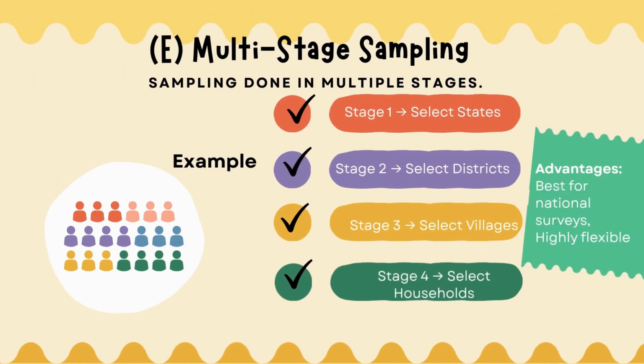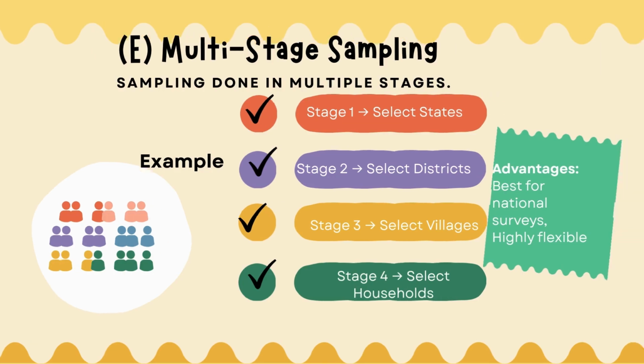Multi-stage sampling is characterized by the selection process being carried out in multiple sequential stages. An example involves stage 1 selecting state, stage 2 selecting district, stage 3 selecting villages, and stage 4 selecting households. Advantages are this method is highly flexible and is ideal for national surveys.